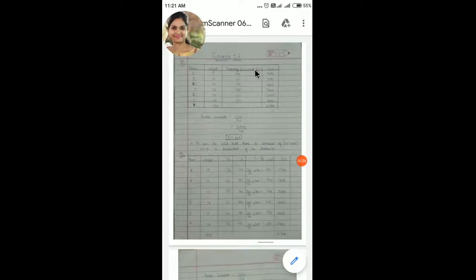I will explain. Price relative means P1 upon P0 into 100, and that is the I column. Our formula is the general index number I = sigma IW upon sigma W. We already have the W column, we just have to prepare one additional column, IW. IW means I into W. 290 into 5, if you calculate, you get 1450.